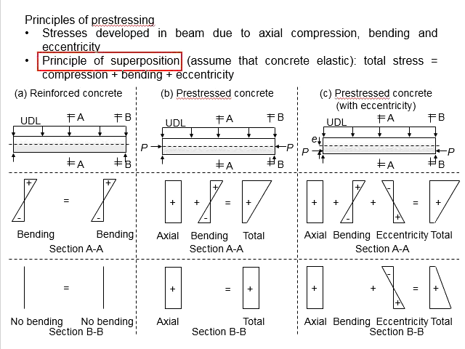Based on the principle of superpositions, the total stress acting on the members will be the summations of the three effects. The stress on the top of the beam will be axial compression plus the bending minus the eccentricity. As for the total stress at the bottom of the beam, it will be the axial compressions minus the bending plus the eccentricity.